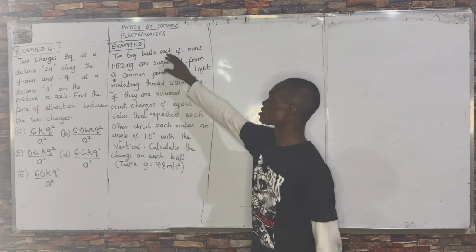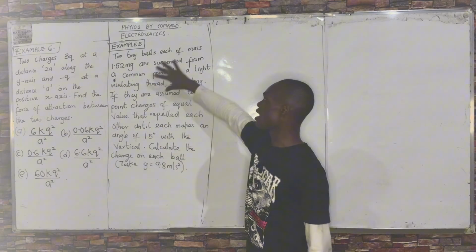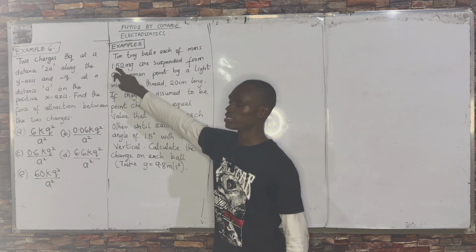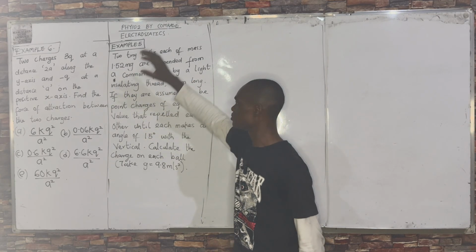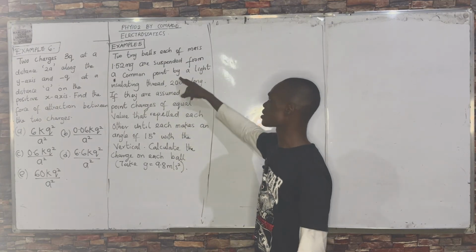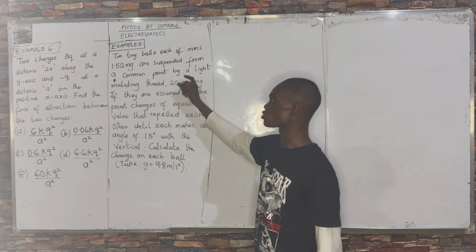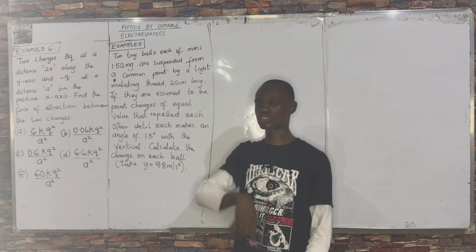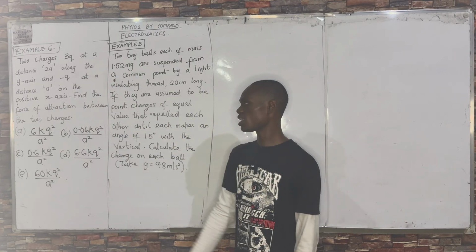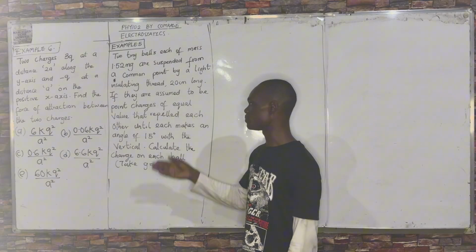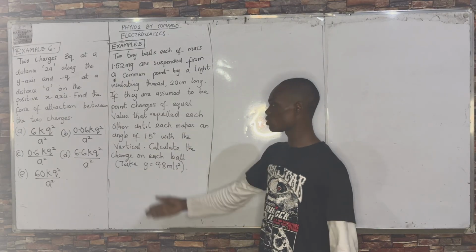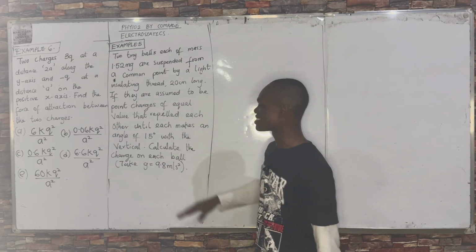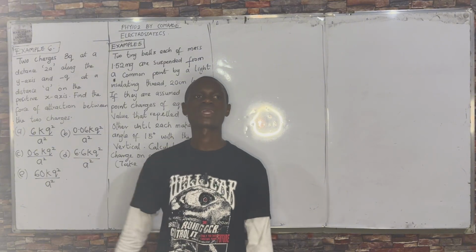Two tiny balls, each of mass 1.52 milligram, are suspended from a common point by a light insulating thread. The thread is 20 centimeters long. If they are assumed to be point charges of equal value, they repel each other until each makes an angle of 15 degrees with the vertical. Calculate the charge on each ball.